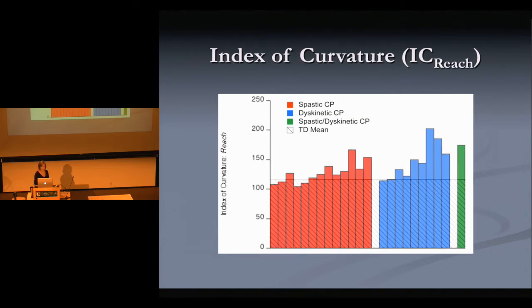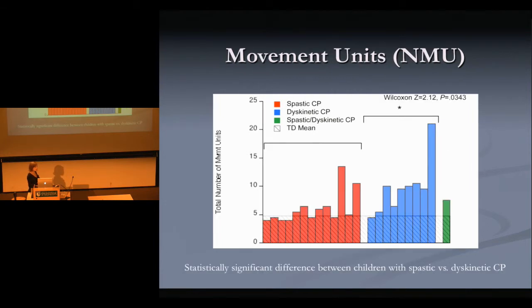Index of curvature data here for the spastic and dyskinetic children. Again, no statistically significant differences, but perhaps a trend. For the number of movement units, we did actually find a significant difference between the two groups. So that with the dyskinetic CP group having more movement units per reach cycle than the children with spastic cerebral palsy. So less smooth movements. They had jerkier movements during the reach and grasp cycle. So this difference is obviously important, but it may not tell the entire story.